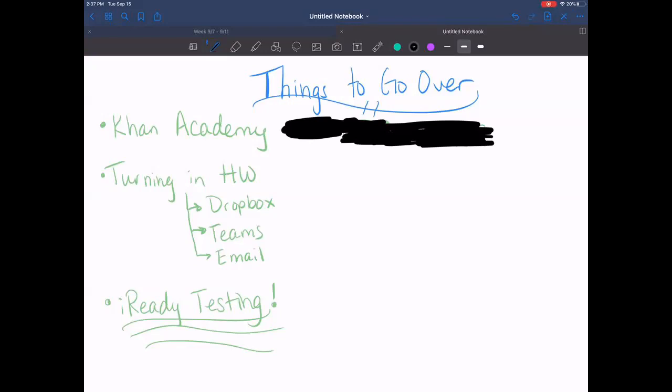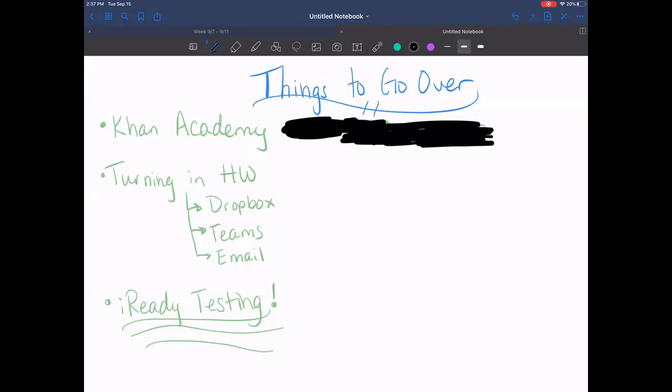That's number one. Number two is for the homework. There are three ways to turn in homework to me. Number one is the Dropbox. So the Dropbox, I post the link on Teams. You click it, upload your assignment. That's it. You do not need a username or password. You don't need an account in Dropbox. It doesn't ask you for anything special.